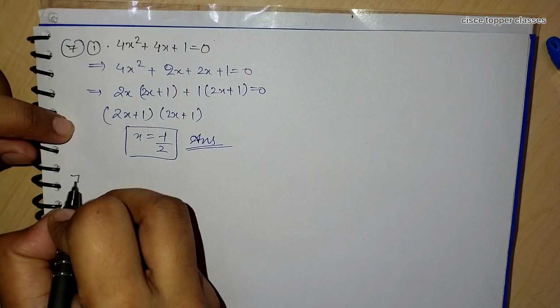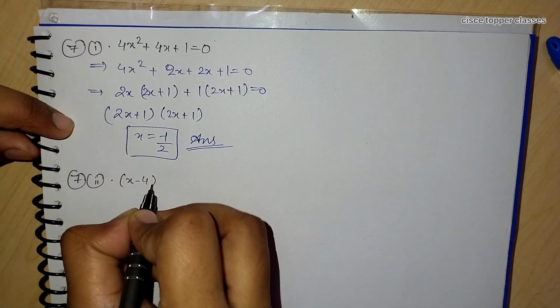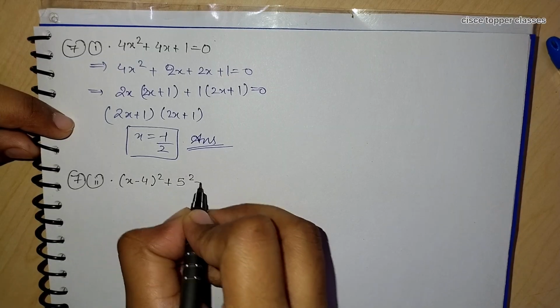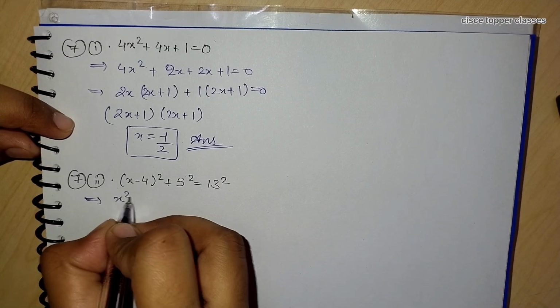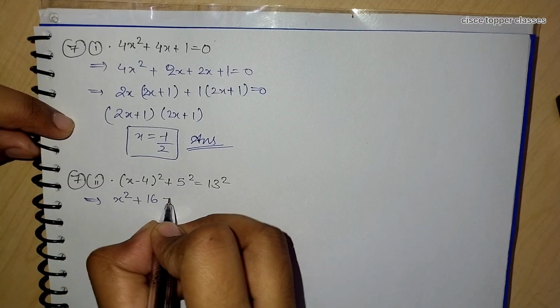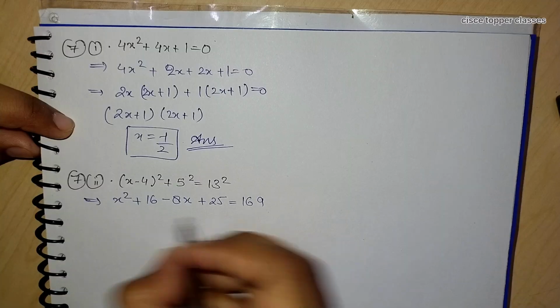Now the second part is (x − 4)² + 5² = 13². We can write it as x² + 16 − 8x + 25 = 169.